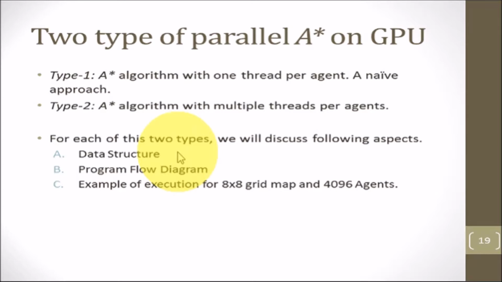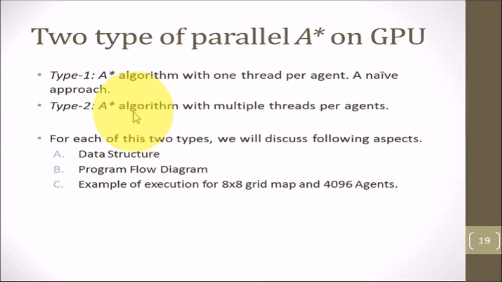The first type, A star with one thread per agent, is a naive approach, where we allocate one thread to execute the complete A star path algorithm and compute the result. In the type 2 algorithm, we allocate multiple threads for one agent. Let's say we allocate 8 threads to one agent to calculate the final path for A star.